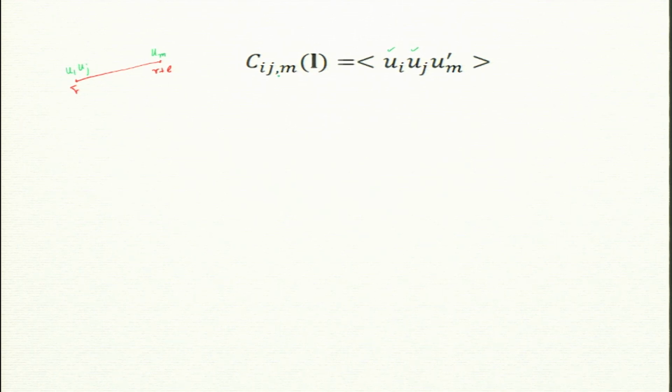Now this comma is separating the r from r plus l. Okay, so this is the notation. Now prime means the second point.